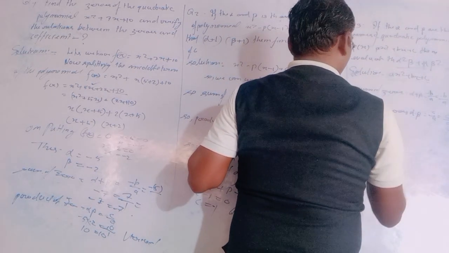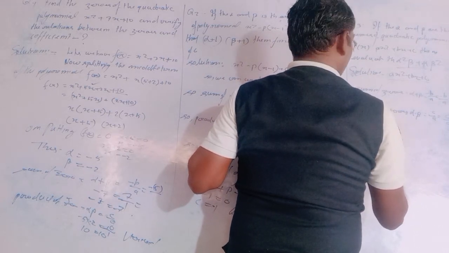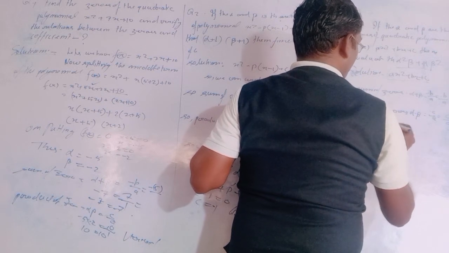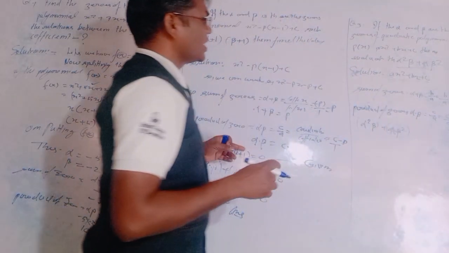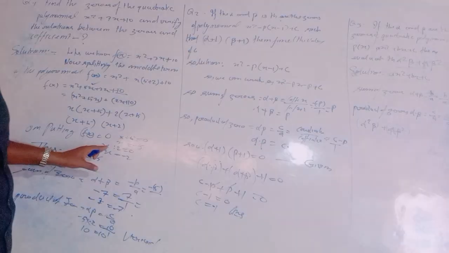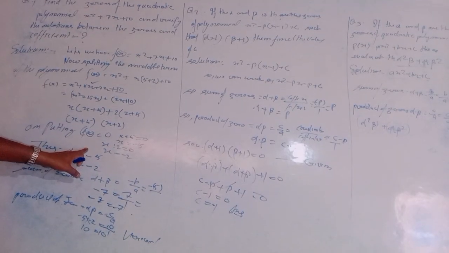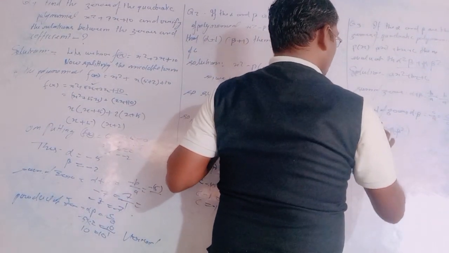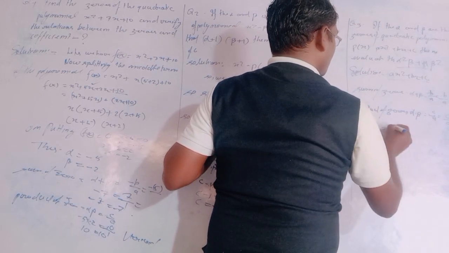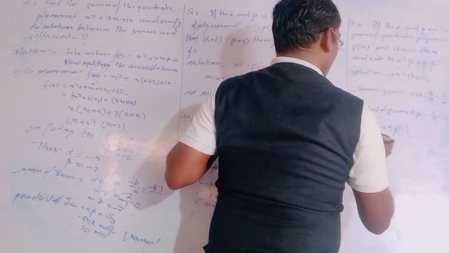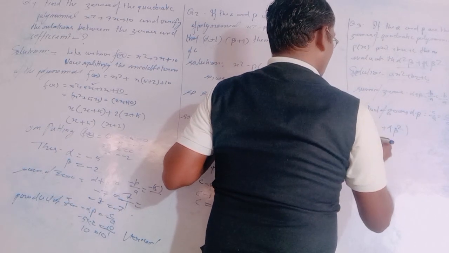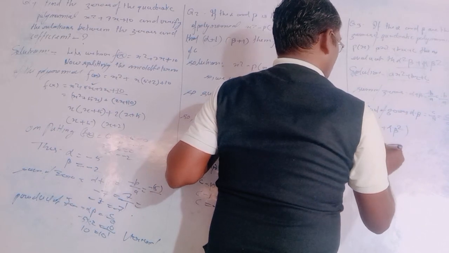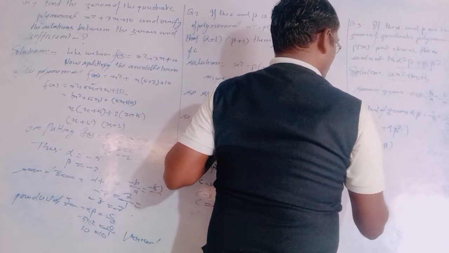According to the question, we have to find alpha square beta plus alpha beta square. So what we can do here is take the common factor alpha beta. Take alpha beta common, and we will write alpha beta times alpha plus beta. So substitute the values of alpha and beta.